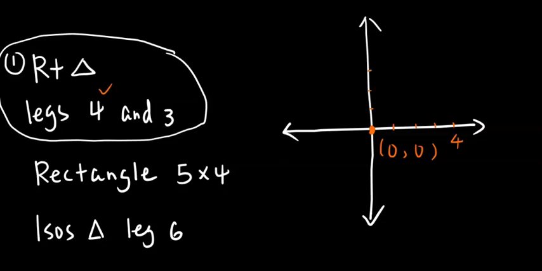1, 2, 3. Of course, you can switch this. You can put a 3 here, you can put a 4 there. You can switch that, your choice. I'm going to put a 4 here and a 3 here. Now, last step, I'm going to connect it, and that's a right triangle. That's it.